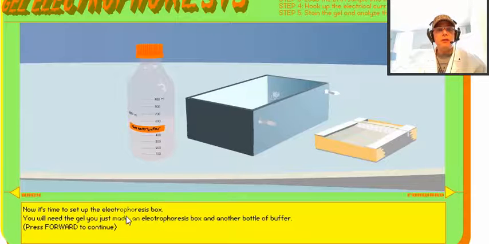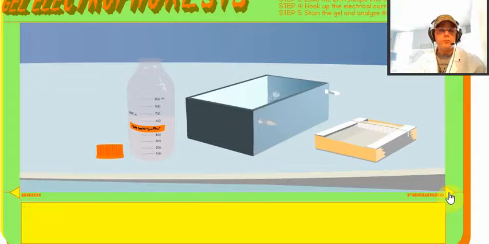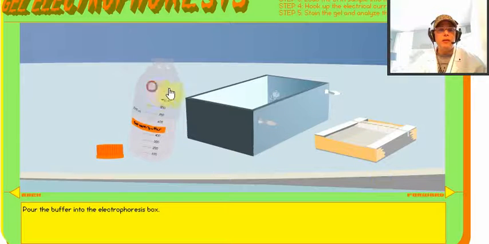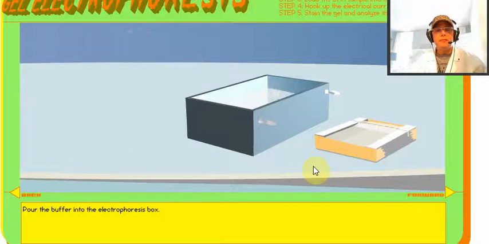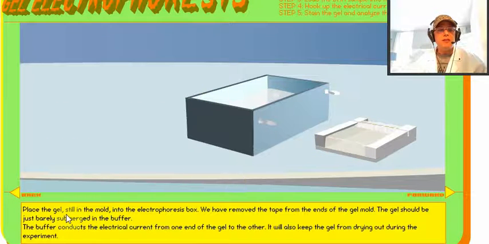Now it's time to set up the electrophoresis box. You need the gel you just made, an electrophoresis box, and another bottle of buffer. Pour the buffer into the electrophoresis box. Place the gel, still in the mold, into the electrophoresis box. We have removed the tape from the end of the gel mold. The gel should be just barely submerged in the buffer. The buffer conducts the electrical current from one end of the gel to the other. It will also keep the gel from drying out during the experiment.